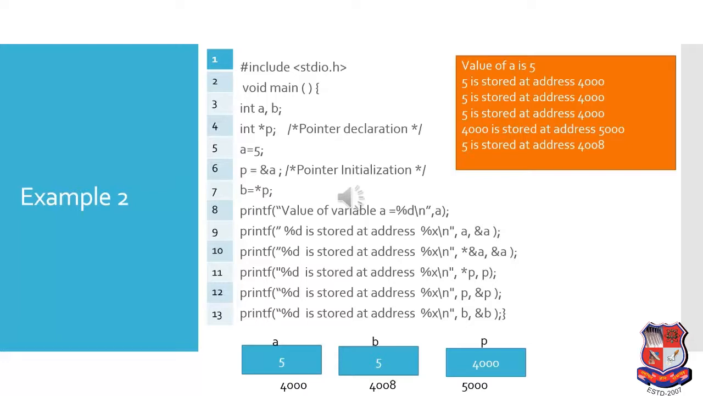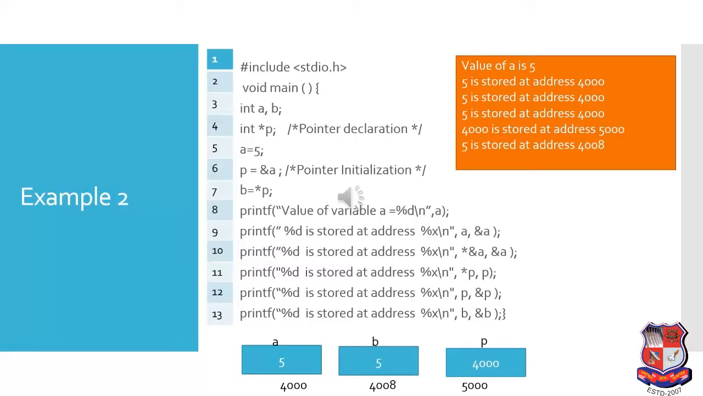Clear? Now, line number 10, what are we displaying? Value at address 4000. What is the value? 5. So 5 is stored at 4000. Clear? Now line number 11. Value at address P. What is in P? P is having 4000. So value at 4000 is again 5. So asterisk P will give me 5.